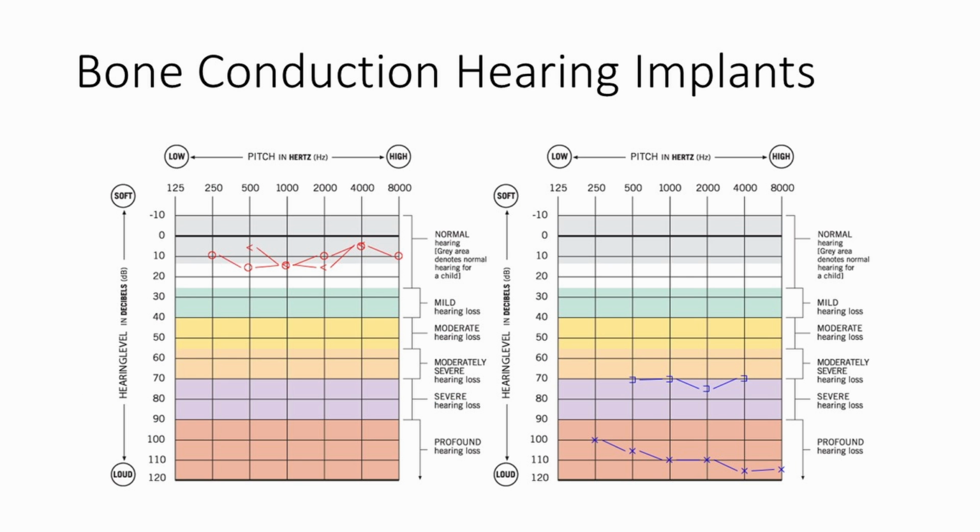This is a slightly different situation. It's the same sort of audiogram, slightly different design. But you can see here that on the right-hand side, you've got normal hearing. But on the left-hand side, you've got the hearing thresholds right down at 110, 120 decibels. So they can't hear anything with the left ear, but they can hear well with the right ear.